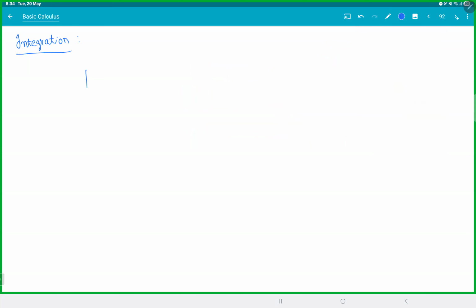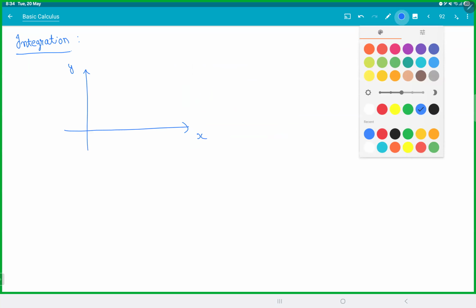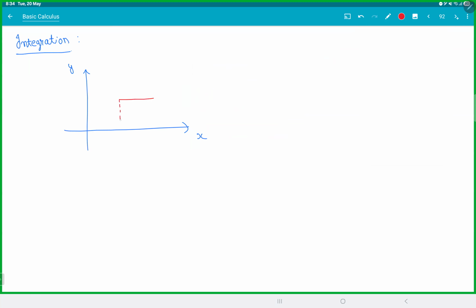So consider a rectangle, with y and x coordinates. Let the rectangle go from x1 to x2 and let the height of the rectangle be y. So the area of this rectangle is simply length into breadth, which is y into x2 minus x1, which is y into delta x. So delta x is x2 minus x1. Standard, right? This is the area of a rectangle.